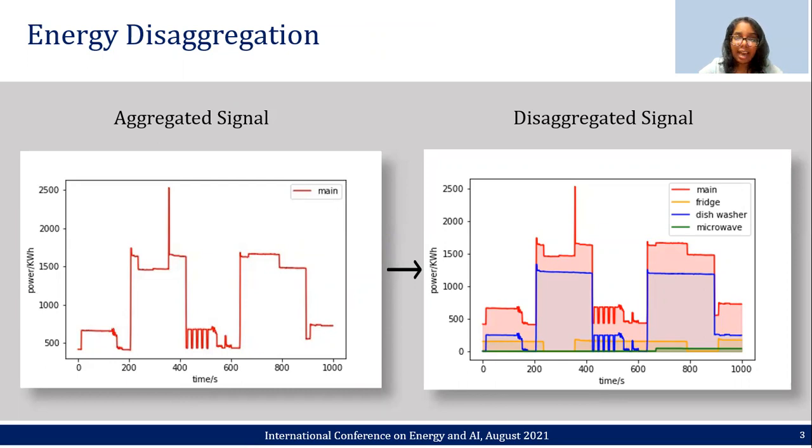As shown in this slide, the overall energy signal should be separated to the individual appliances, such as the fridge, dishwasher, and microwave. This approach allows the analysis of each energy signature separately so that the consumer can be given useful feedback on the energy usage of each appliance, allowing them to manage the usage of their appliances effectively.